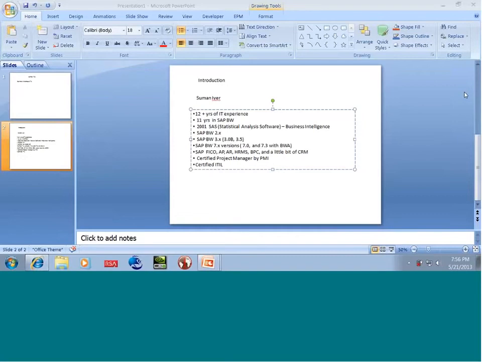Currently I'm planning to learn BW so that I can gather all this project experience along with BW and BO. That's why I would like to learn BW along with BO.